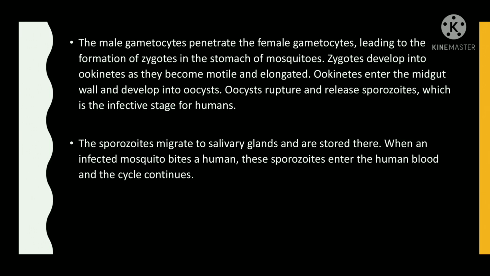The male gametocytes penetrate the female gametocytes, leading to the formation of zygotes in the stomach of mosquitoes. Zygotes then develop into ookinetes as they become motile and elongated. Ookinetes enter the mid-gut wall and develop into oocysts. Oocysts rupture and release sporozoites, which is the infective stage for humans. The sporozoites migrate to salivary glands and are stored there. When an infected mosquito bites a human, these sporozoites enter the human blood and the cycle continues.